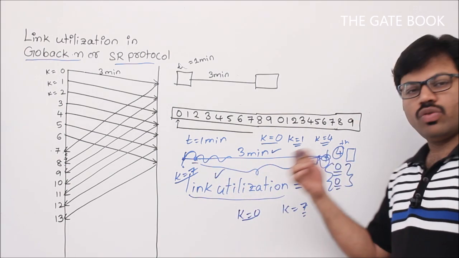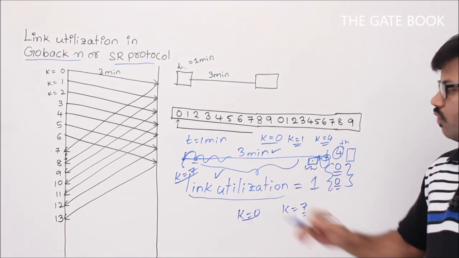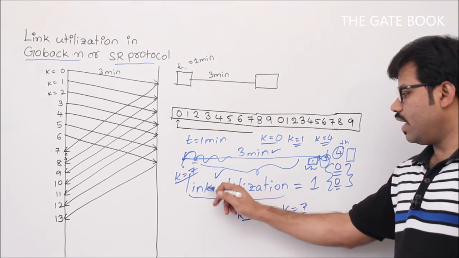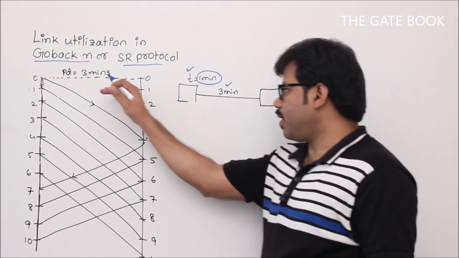By that time, if you have frames to send, what happens, I will tell you. If you can have that many frames, then you will definitely achieve link utilization of 1. I will tell you the reason for that. Let's analyze that in this picture.